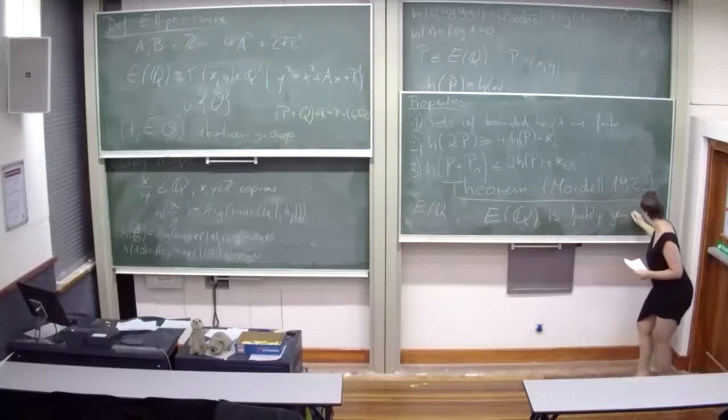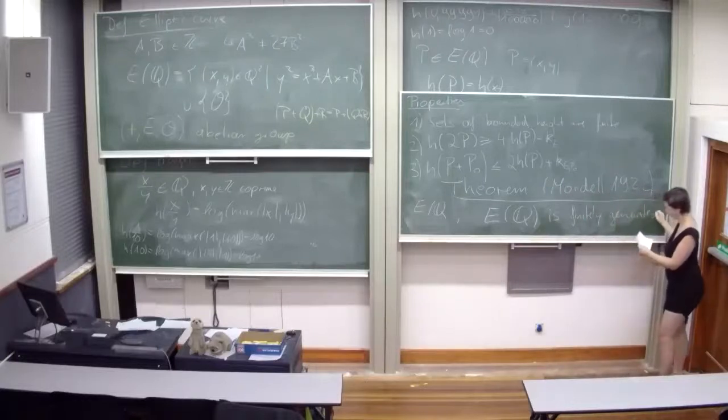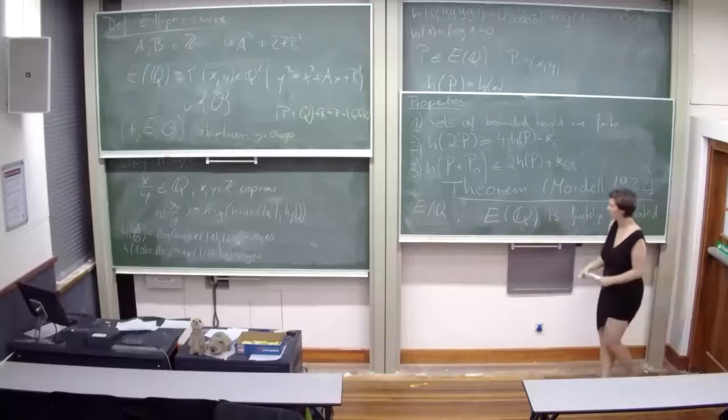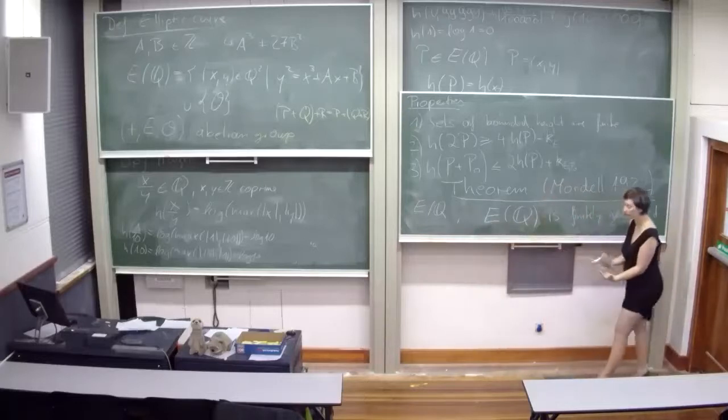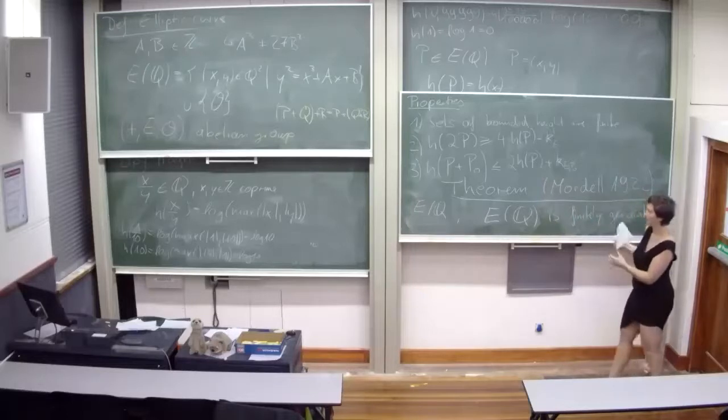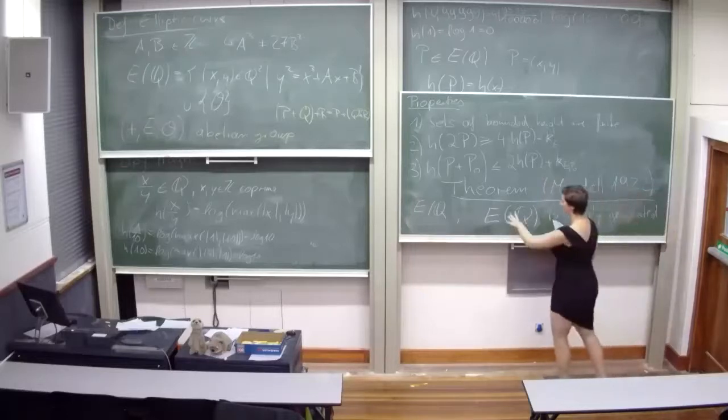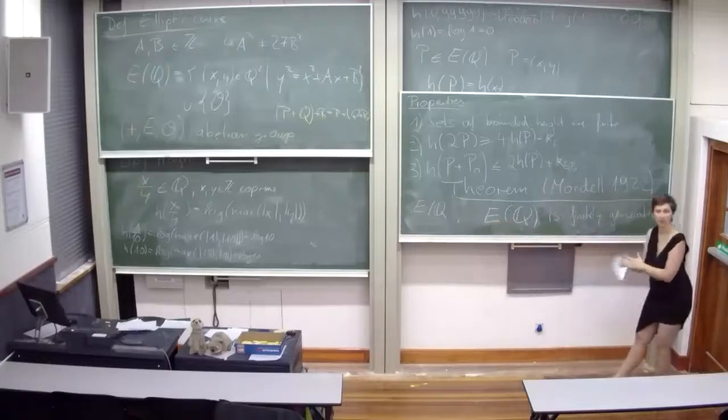So what does this mean? Finitely generated just means that we can take a finite set of points, and then every point that is in here can be expressed as a linear combination of those finitely many points.